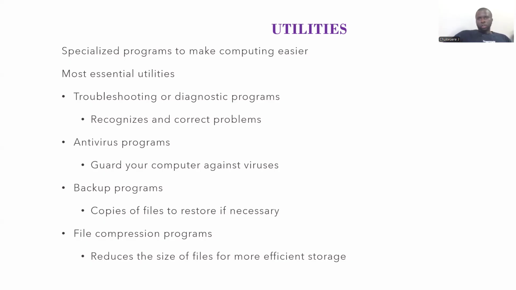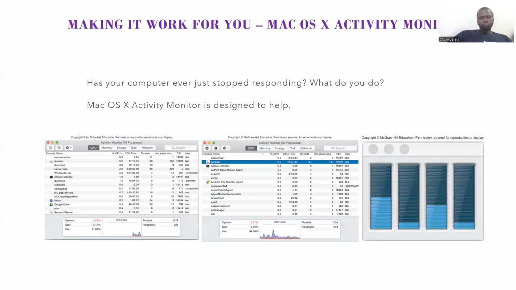Also, we have file compression programs which reduce the size of a file for more efficient storage. If you have a 2 gig file, your file compressor can reduce it, let's say, 50%. Not that the content will be 50%, no, but just the size of that very file will be compressed, right? Even 50 or even 70%, something like that. Okay, making IT work for you, right?